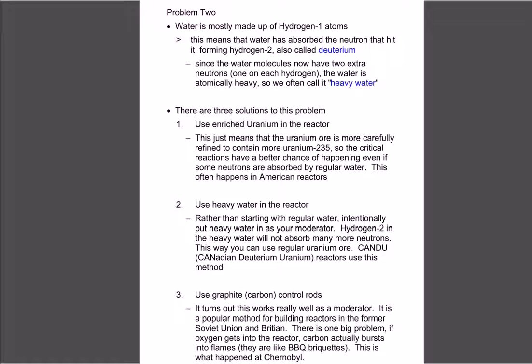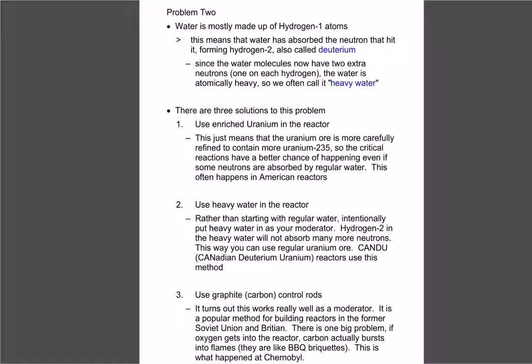The other option is what Canada typically does, is they use heavy water in the reactor. So instead of starting with regular water, they intentionally put in heavy water, which basically won't absorb anymore. So they'll basically take heavy water and just keep reusing it. The neutrons don't get absorbed by the water, and they just go to the control rods, and that's it. So that's why in Canada we tend to be sort of leading in this industry, because we're not putting as much pollution back into the environment.